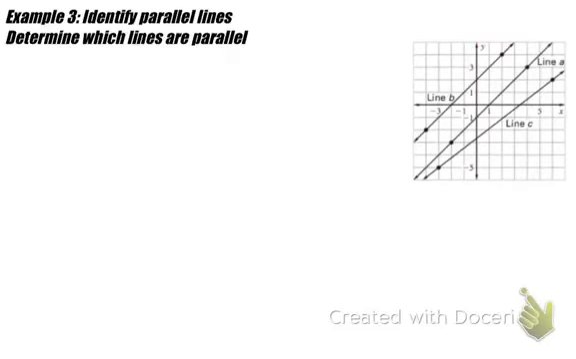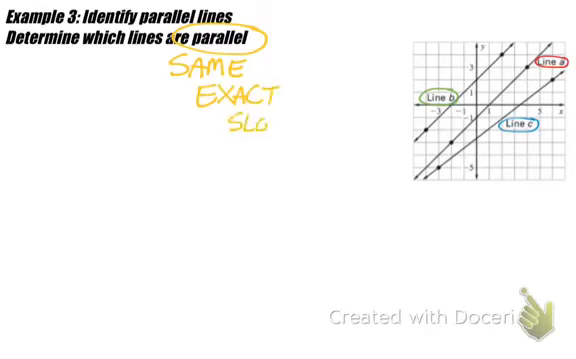In example 3, we have to identify what parallel lines are. Parallel lines are lines with the same exact slope. They can never, ever intersect. Looking at lines A, B, and C, let's determine the slope of each using rise over run and figure out which ones are parallel. The picture can be kind of confusing, so we have line B right here, line A right there, and line C. Again, parallel means same exact slope.